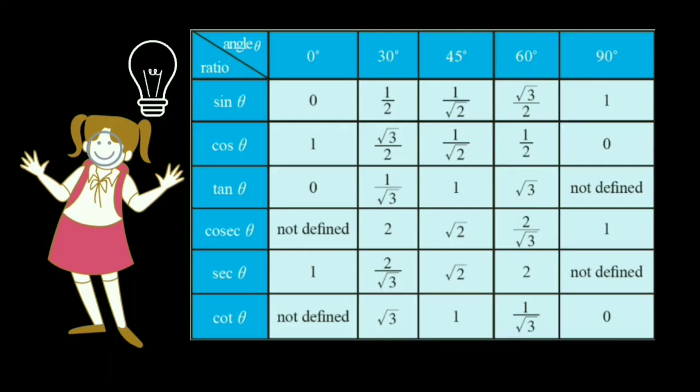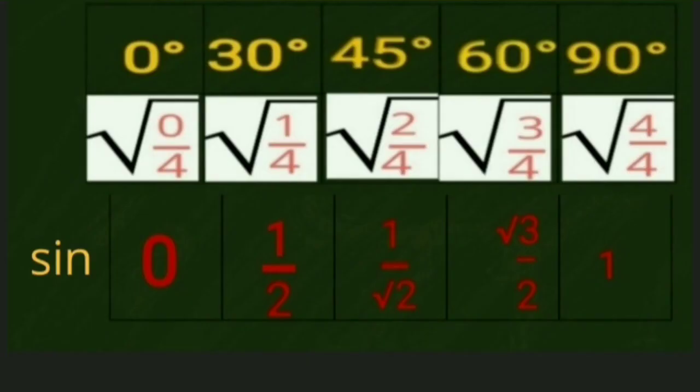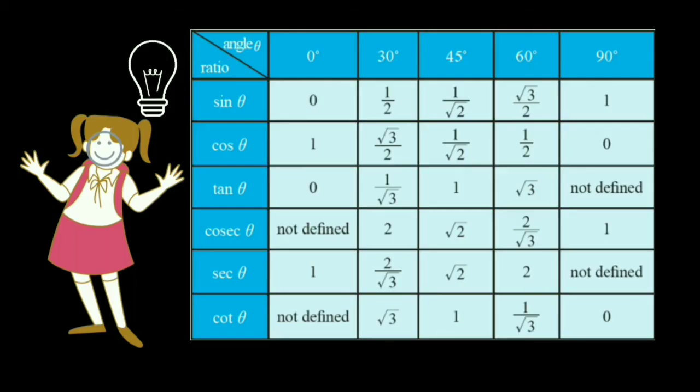So this is how we can write the trigonometry table in an easy way. No need to learn the entire table by heart, just give the numbering 0, 1, 2, 3, 4 to the angles, divide them by 4, take them under square root, and you will get the values of sine theta. Those values we can use to find other trigonometry values. This is how to remember the trigonometry table. Hope you liked it.